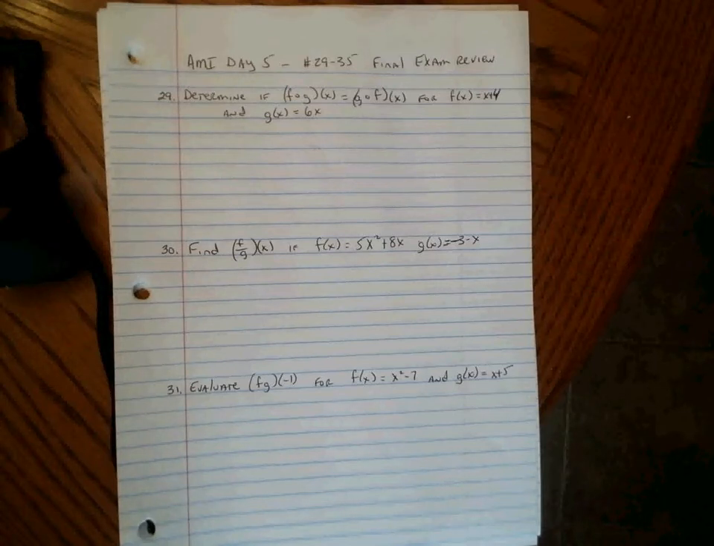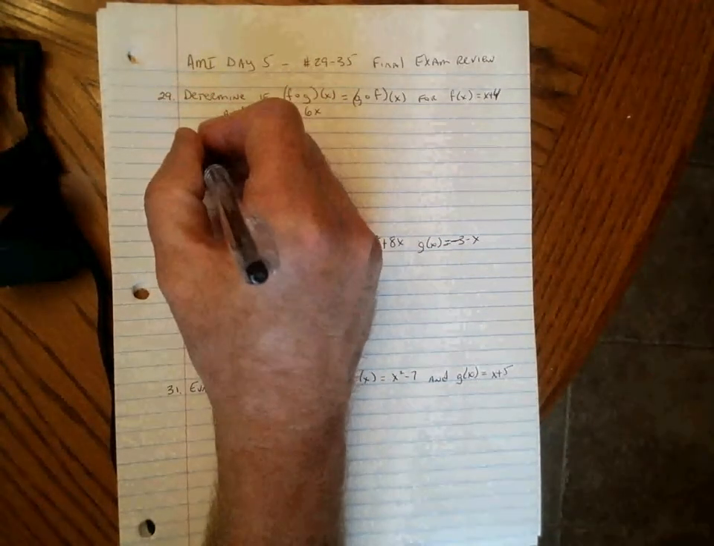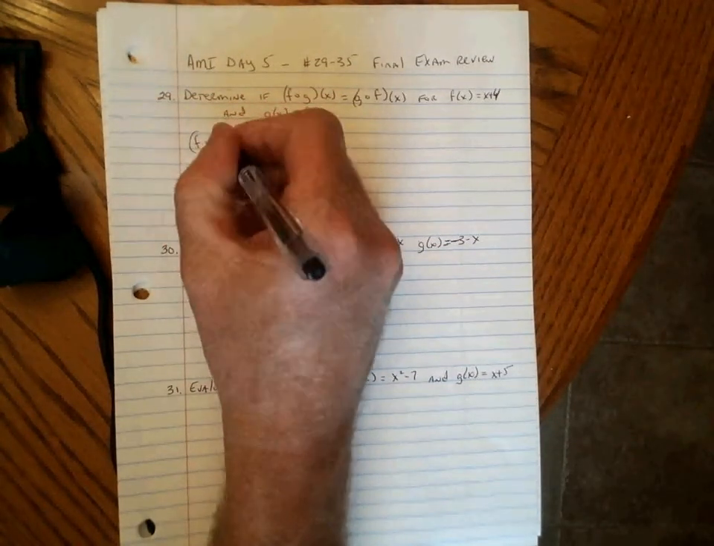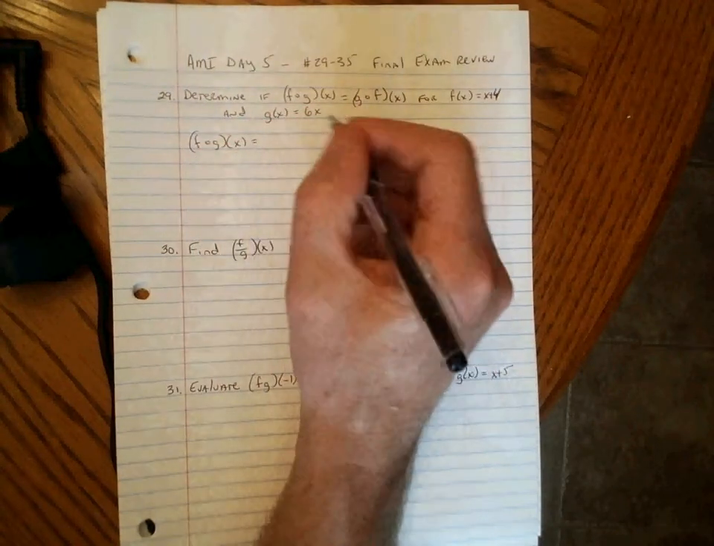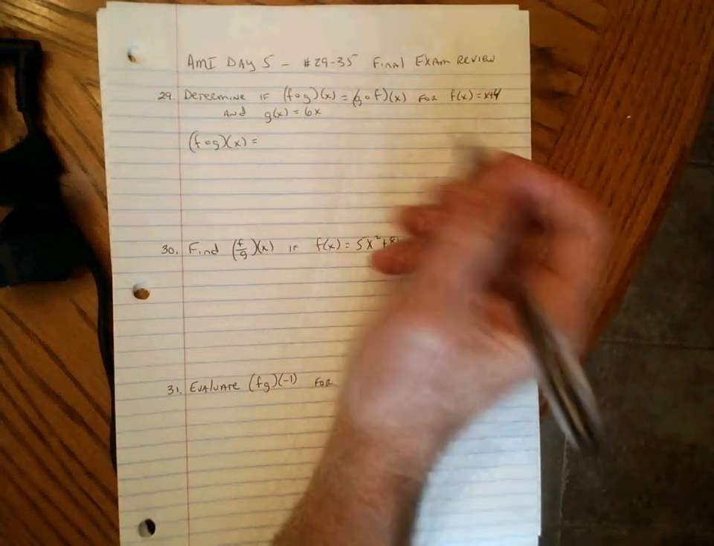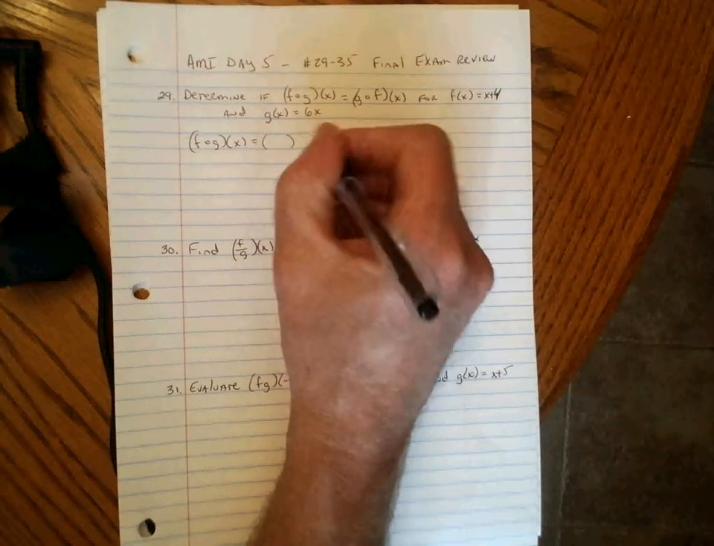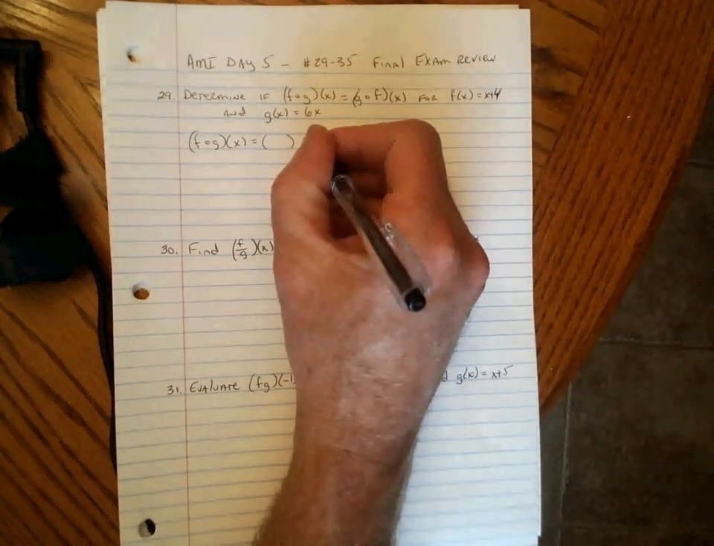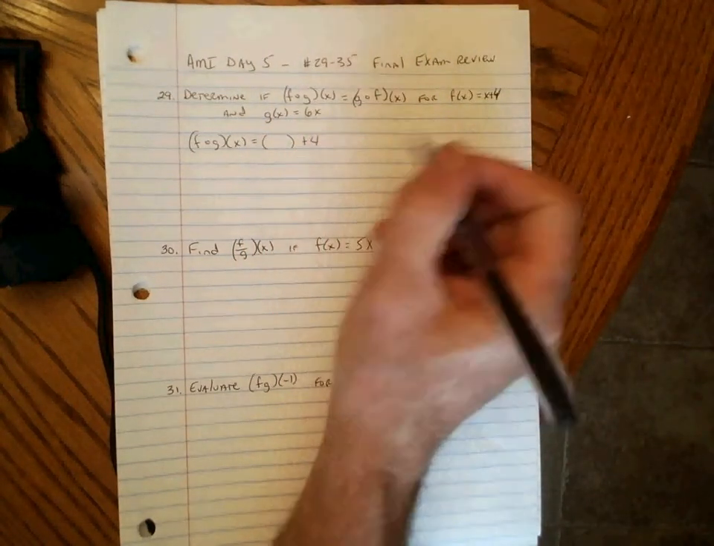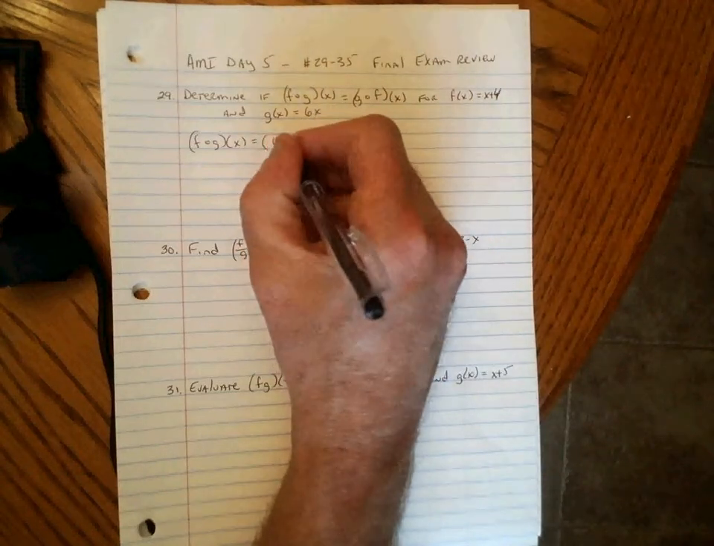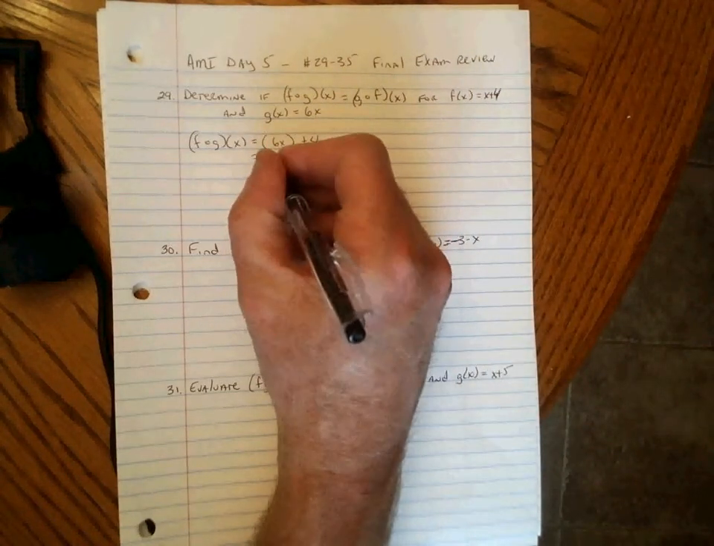Number 29. Determine if f of g of x equals g of f of x when f of x equals x plus 4 and g of x equals 6x. So first we'll find f of g of x, which remember, we write f of x, but we replace the x with the g of x. F of x was x plus 4. Now we're going to put g of x in there, or 6x. So f of g of x is 6x plus 4.